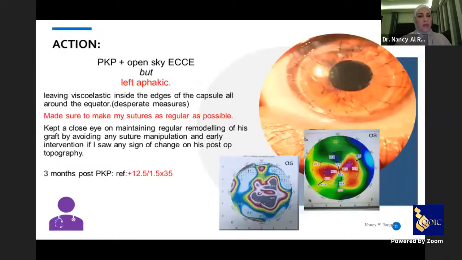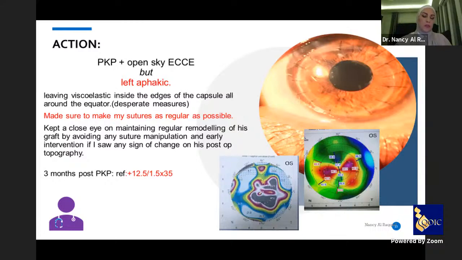So what I've done: PKP, open sky, left aphakic, I left a viscoelastic in the capsule as a desperate measure to find it later on open. I made sure to make my sutures as regular as possible. And if you can see, the lower photo is the pre-transplant eye, and the upper one is the post-transplant eye. As you can see, I worked on the surface from a very irregular cornea into a very regular bow tie cornea. And then we monitored this patient regularly to avoid any change in his postoperative refraction.